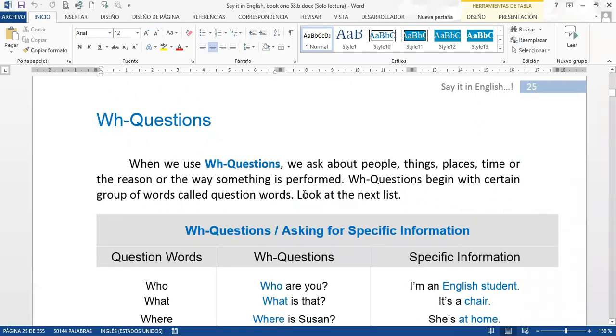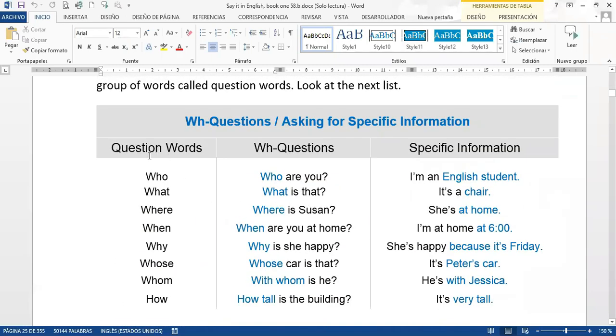Now, this is a second kind of question that we have. We have wh- questions too. And of course, we have this kind of words. They are called question words: who, what, where, when, why, whose, whom, and how. Who is about people. What is for objects, or ideas. Where is about location. When is about time.